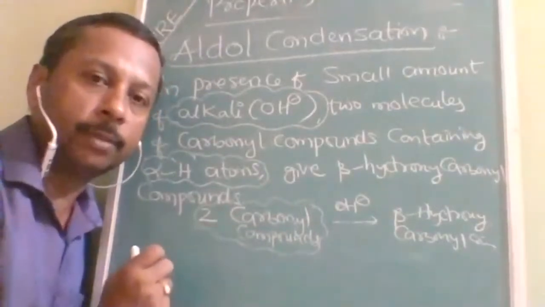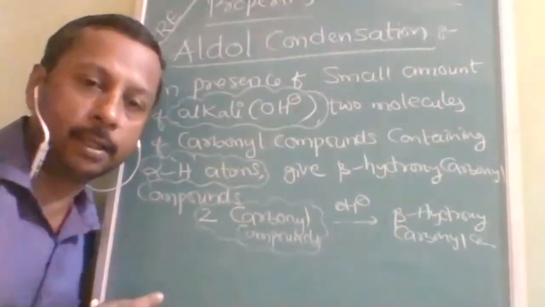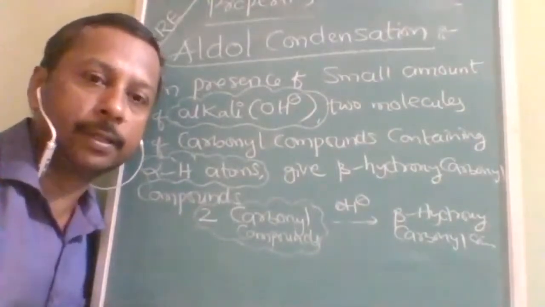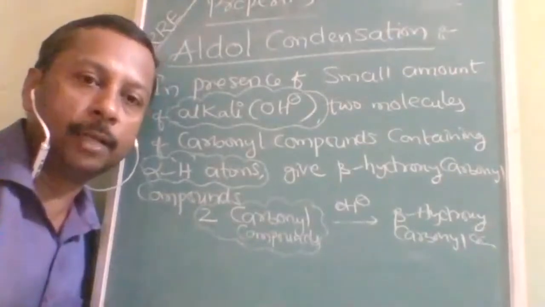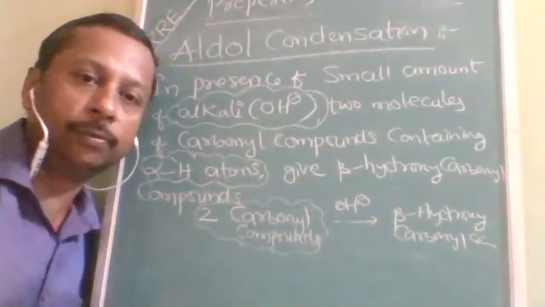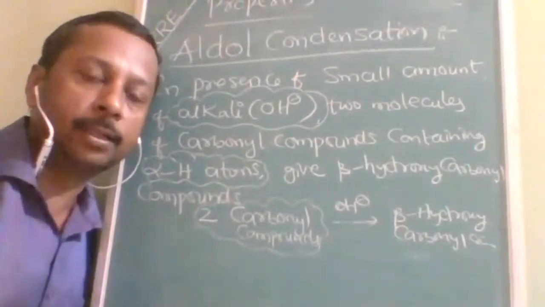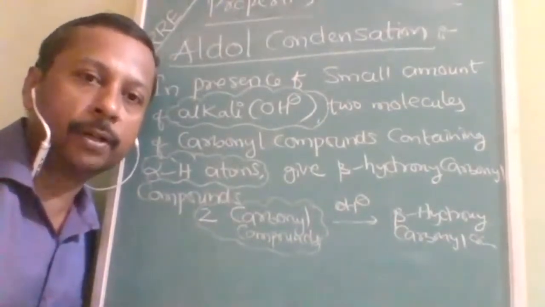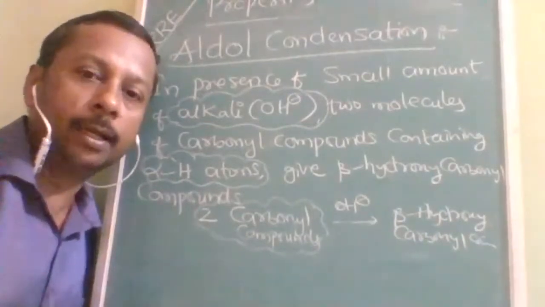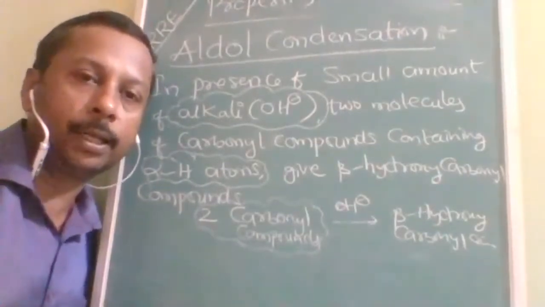So let us start from the very basic: the aldol condensation definition and requirements. I think it is understood. How many requirements are there? Two. Presence of alkali is the first requirement, then presence of alpha hydrogen is the next. If both requirements are fulfilled, how many molecules combine? Two molecules combine. And what is the product? A product with two functional groups. One is alcohol, another is aldehyde or ketone. The location of the alcohol is also fixed, it is on the beta carbon.